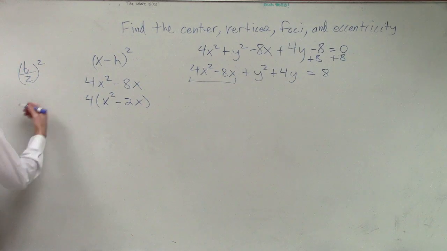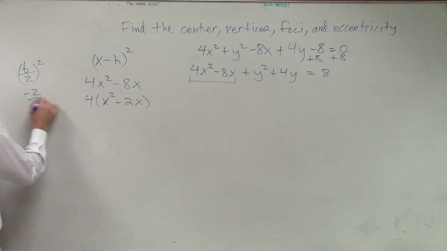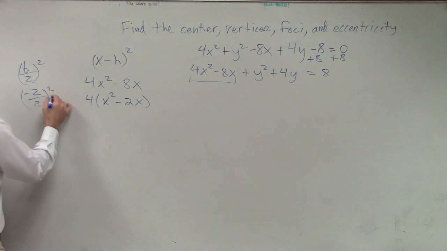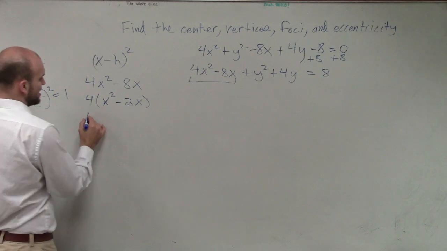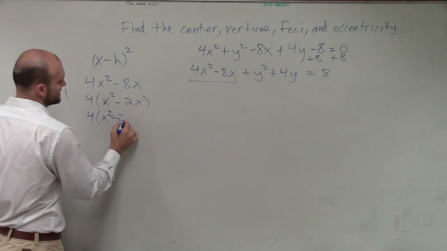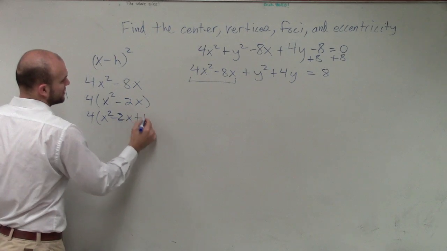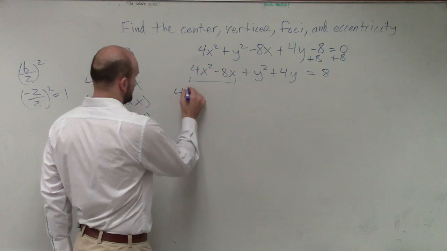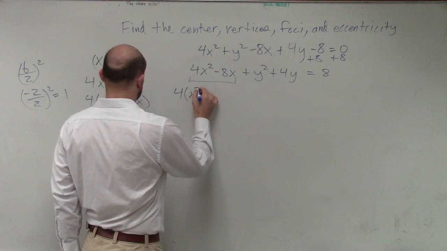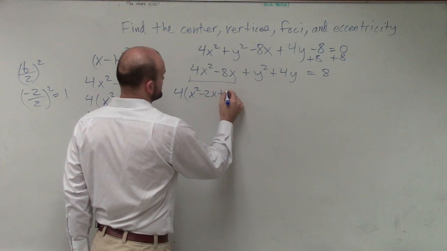So we do b divided by 2, which is negative 2 divided by 2, squared, which equals negative 1 squared, which is 1, right? So I have 4 times (x squared minus 2x plus 1). So let's write that in there: 4 times (x squared minus 2x plus 1).